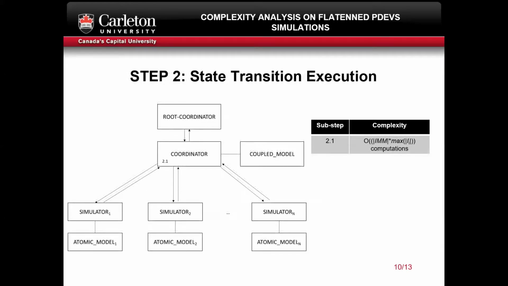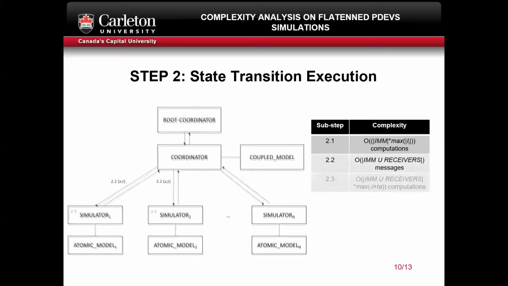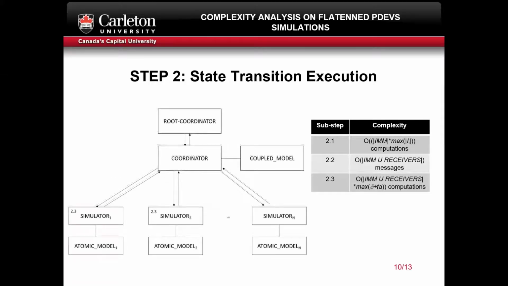Next, we have step 2, and the highlight for this step is that the coordinator must communicate with those components that are imminent, as we saw in the previous step, but also those that are receivers. The receiver components are those that are receiving something in this specific simulation cycle. Once the coordinator sends a message to the imminents and receivers, we can see this in the complexity of substep 2.2.